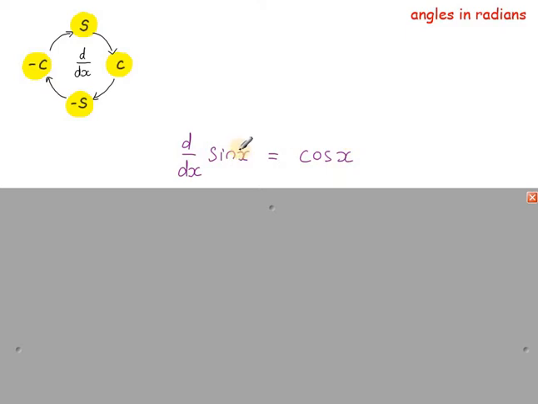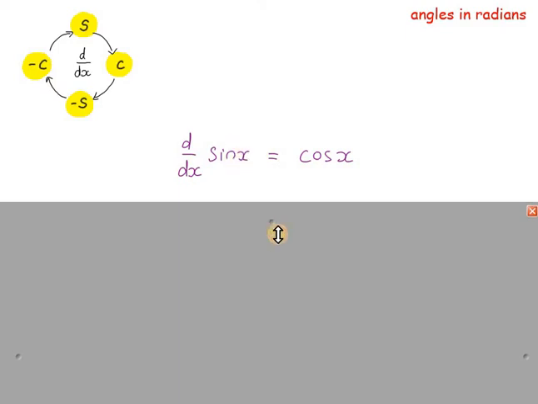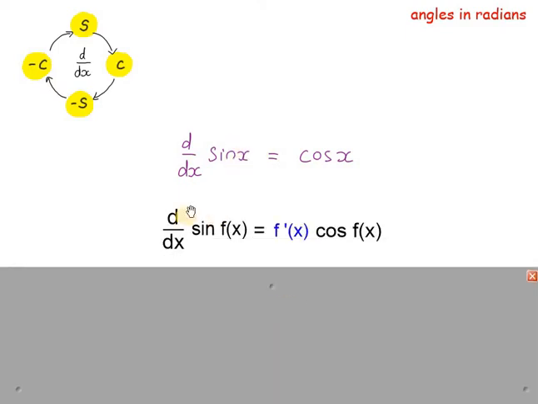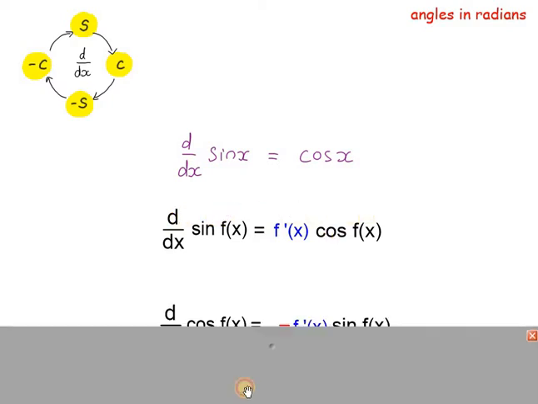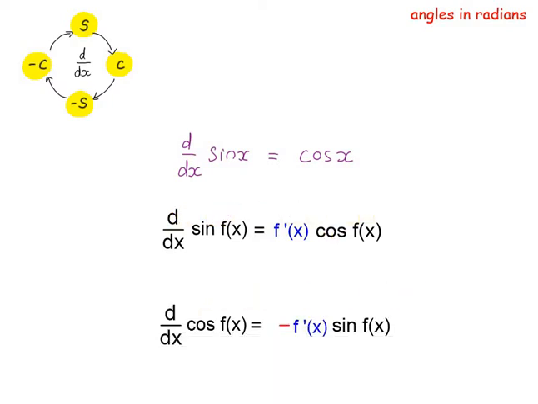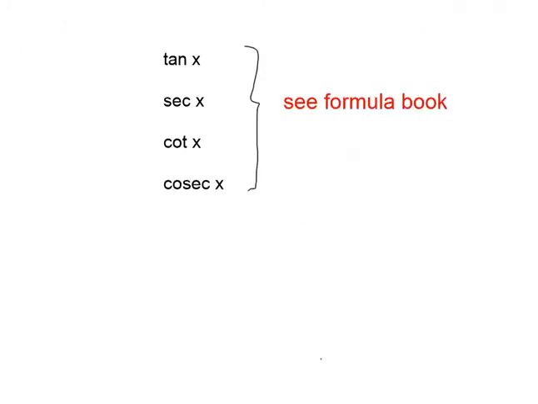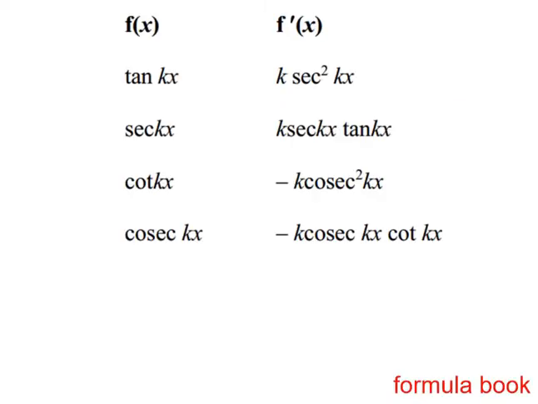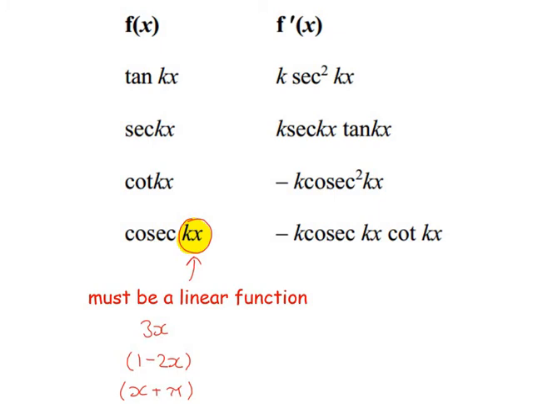It's far more useful to be able to differentiate when we have any function of x for the angle. So we get more useful formulae for differentiating sine and for differentiating cosine. The derivatives for these four trig functions are in the formula book, like so, but these are also limited because they're using the angle as kx, which is a linear function for an angle, like one of these. If your angle is non-linear, then these are of limited use.